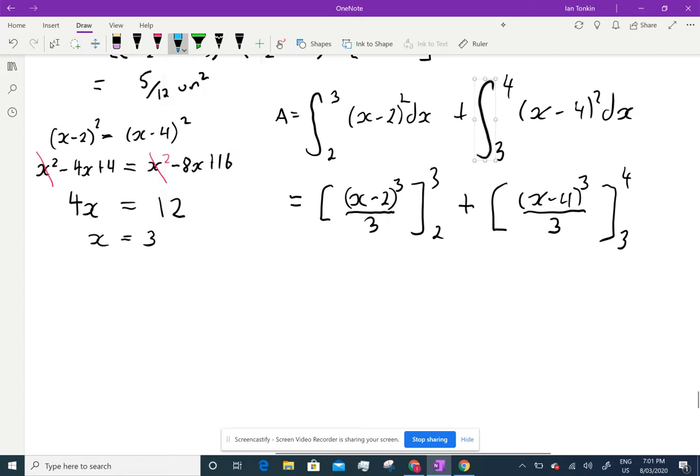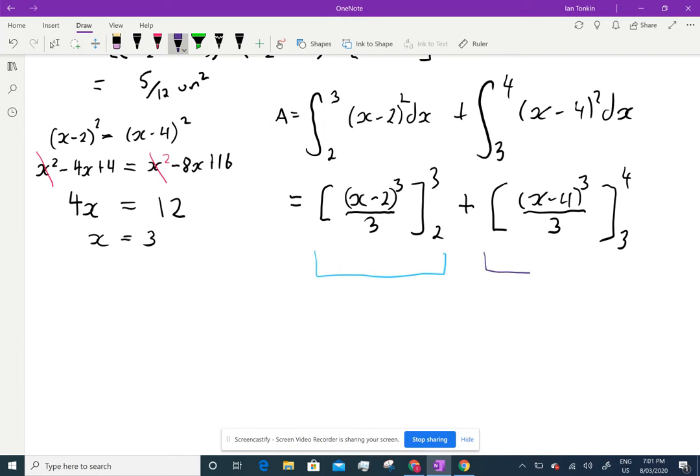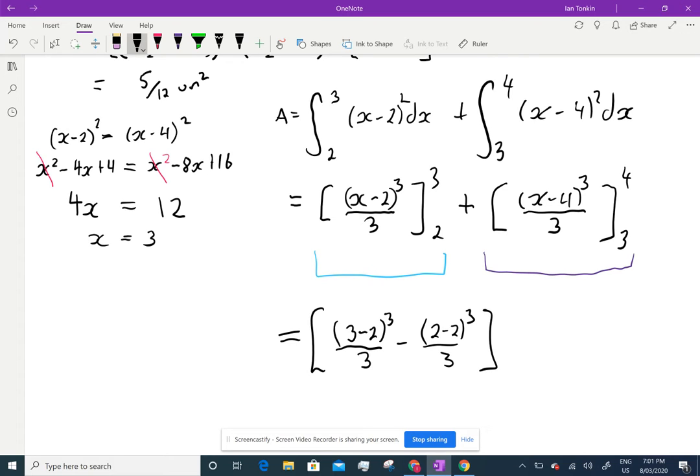This is the area of the blue bit. And this is the area of the purple section. All right? Okay, so here we go. Substitute our values in, and we get 3 minus 2 cubed over 3 minus, this is going to be cool, 2 minus 2 cubed, which is going to be 0, over 3. So that's going to be nice and easy.